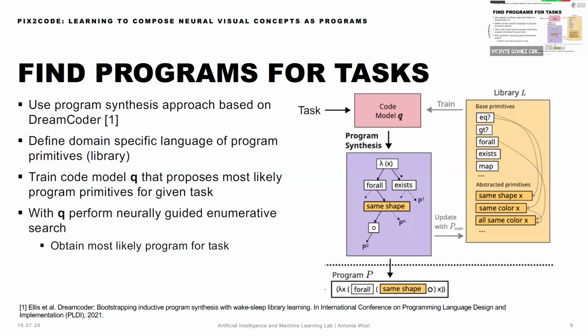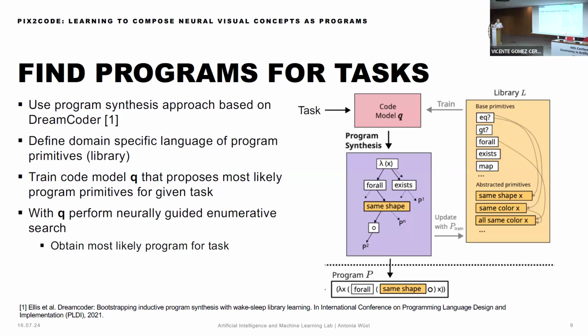Those primitives are predefined in a library, and they are very basic elements like equal, for all, map, and so on. So basic parts from which we can build our programs. And then during training, this model is trained to produce the most likely primitives for a given task.